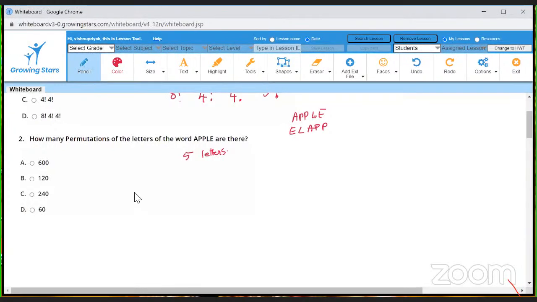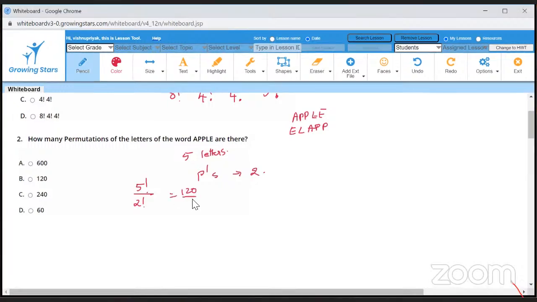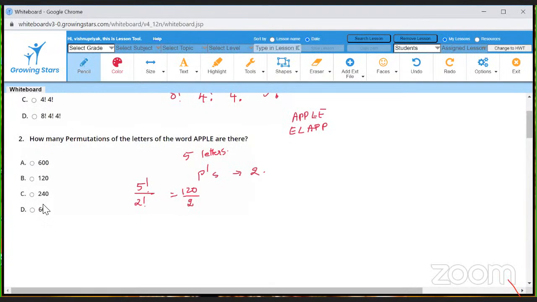But there is one special condition here. Two P's are there. Repetition, P is coming 2 times. So when you take the arrangement, it will be 5 factorial by 2 factorial, because P is coming 2 times. 5 factorial is 120, 2 factorial is 2. So the answer will be 60.